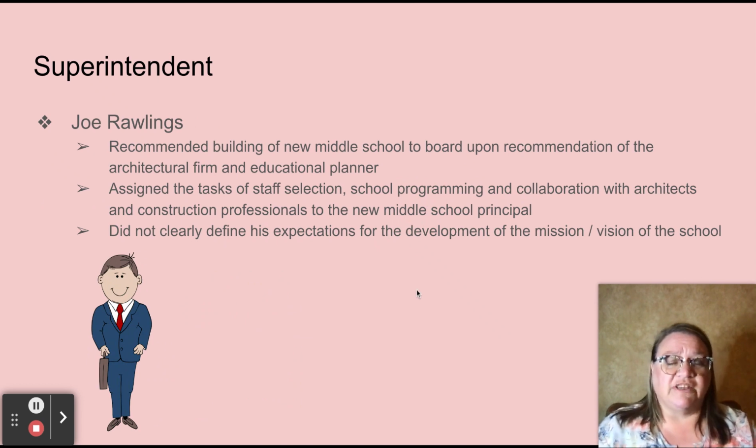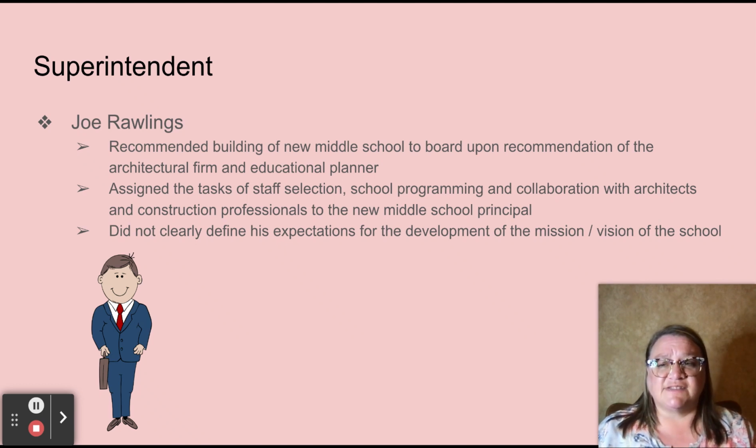Next is the superintendent. His name is Joe Rawlings, and he did recommend the building of a new middle school to the board upon the recommendation of the architectural firm and educational planners. So the experts told him that that was their recommendation, and he agreed with that and recommended it to the board. He has also assigned the tasks of staff selection, school programming, in collaboration with architects and construction professionals to that new middle school principal. I also noticed that he did not clearly define his expectations for the development of the mission and vision statements for the school.